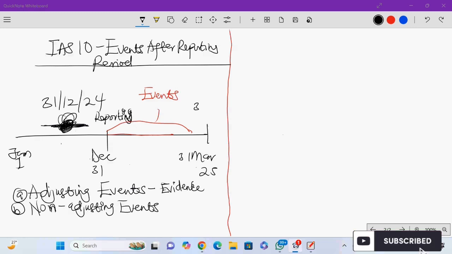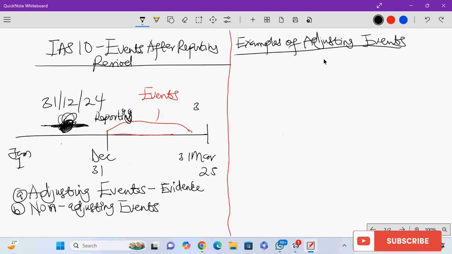So what are some of the examples of the adjusting events? So let's give some examples so that it becomes easier to understand. Let me give some examples. So examples of adjusting events. What are some of the examples? Example: bankruptcy of a major customer.